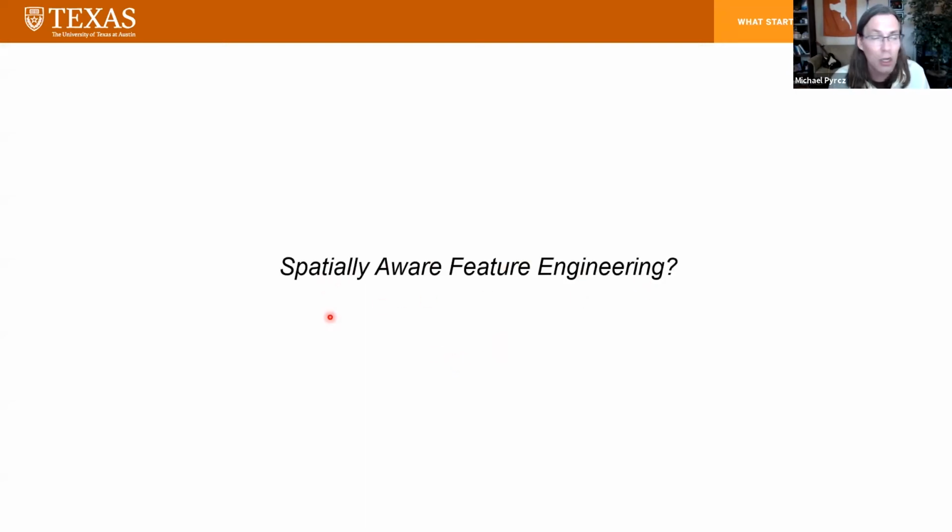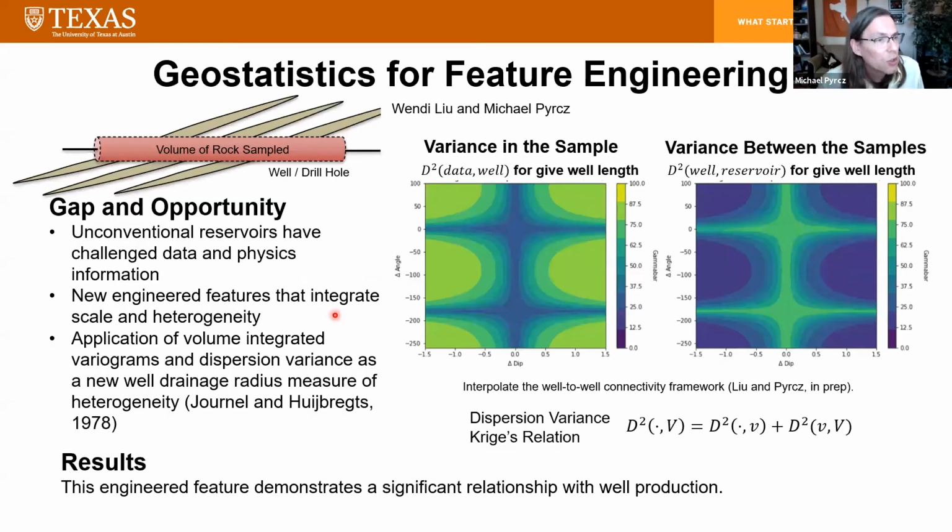Spatially aware feature engineering. This is very interesting. It turns out that when we drill a well and we produce fluids from the subsurface, what we are doing is we're sampling a volume of the subsurface. The fluids are being produced from that rock. We're seeing a large volume. You see that cylinder right there? Now, it would make a lot of sense if we could somehow summarize the rock over that cylinder.